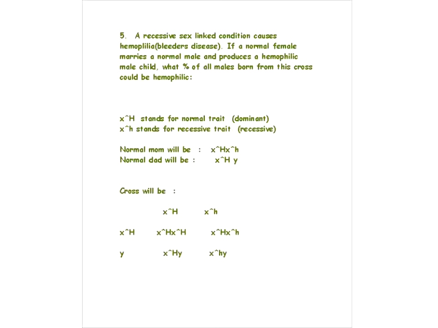Okay, next question. A recessive sex-linked condition causes hemophilia, bleeder's disease. If a normal female carrier marries a normal male and produces a hemophilic male child, what percentage of all males born from this cross could be hemophilic? Okay, so that's what we're looking for, the percentage of all males born that are hemophilic. And we'll see later why that wording of the question is important.